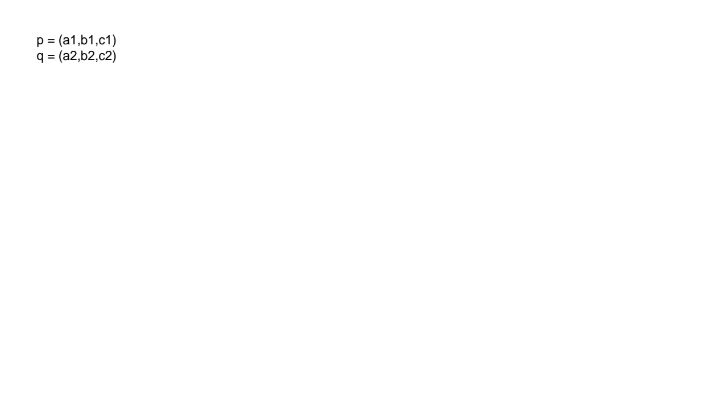We can look at P as one point, which has x value A1, y value B1, z value C1. And we can look at P as a vector coming off from the origin. It's a line segment. So I have 2 ways of looking at this P. Same thing for Q.